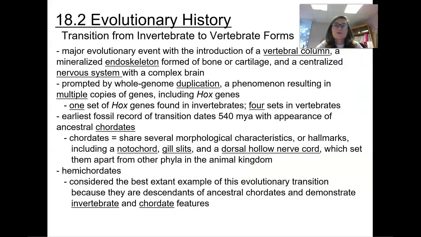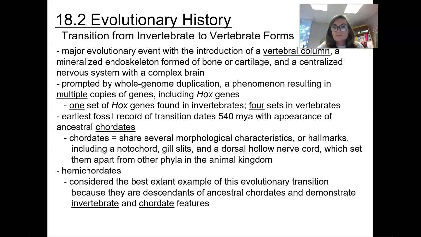Now, major evolutionary events with the introduction of the vertebral column are going to come about. That's going to be a mineralized endoskeleton that's going to start to form bone or cartilage, and a centralized nervous system with a complex brain. So before, we did not have this. It's going to be prompted by a whole genome duplication. That's going to be a phenomenon that results in multiple copies of a gene, including those Hox genes that we just talked about. One set of Hox genes is going to be found in invertebrates, 4 sets in vertebrates, and so make sure you remember that.